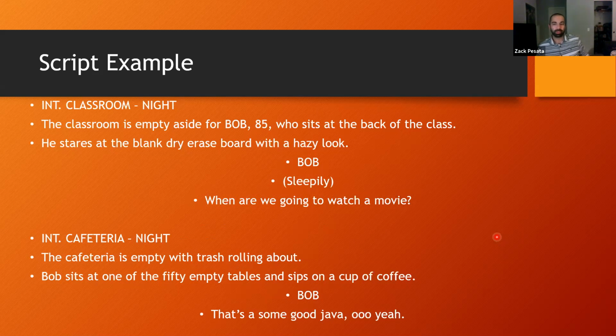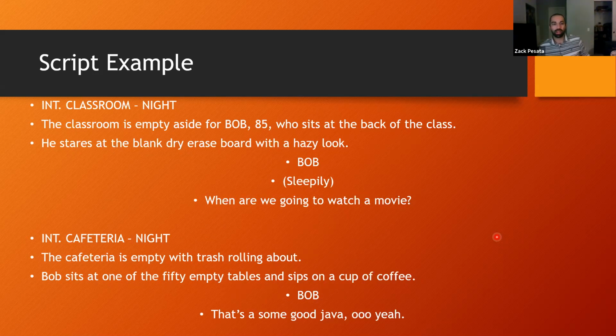So I briefly described the location. I introduced the character in all caps. I listed their approximate age, and I'm saying what they're doing in the scene. He stares at the blank dry erase board with a hazy look. Now I have some dialogue. BOB, sleepily: When are we going to watch a movie?